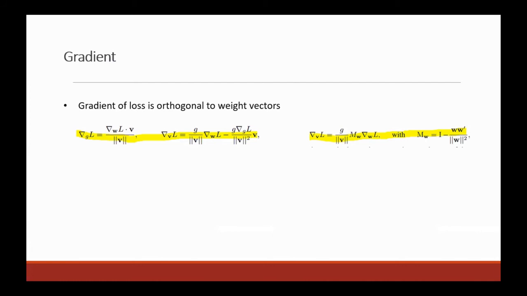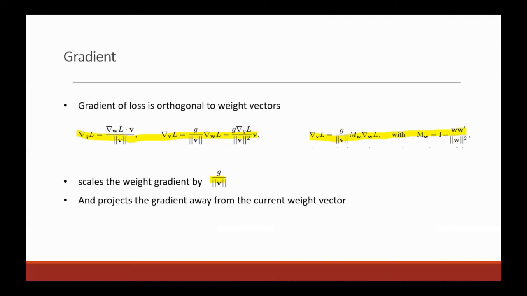In this part, actually, weight normalization follows two main goals. First, it scales the weight gradients by G divided by the Euclidean norm of V. So it scales the weight by this, and it projects the gradient away from the current vector, to consequently speed up the optimization process.